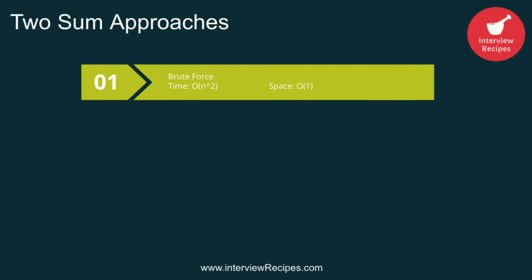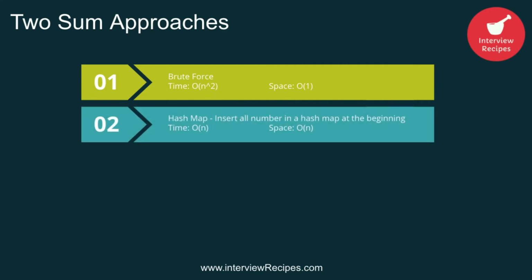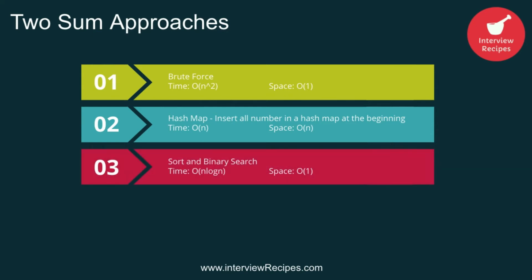The second approach that we saw was using a hash map, where we inserted all numbers from the array into a hash map at the beginning. The time complexity of that solution was big O n, but because we were using additional space, the space complexity became big O n. Now, if we are to use this approach for the 3-sum problem, the time complexity will become big O n square and the space complexity will be big O n. Let's move on to the third approach that we discussed.